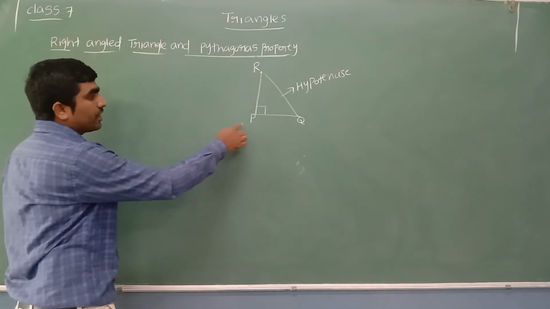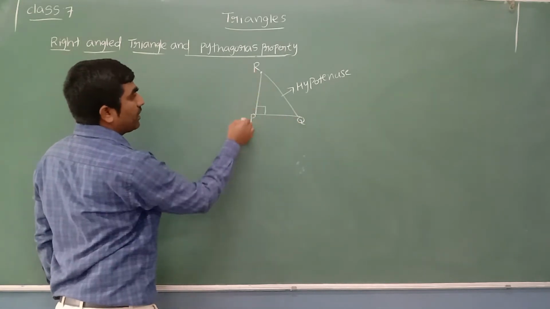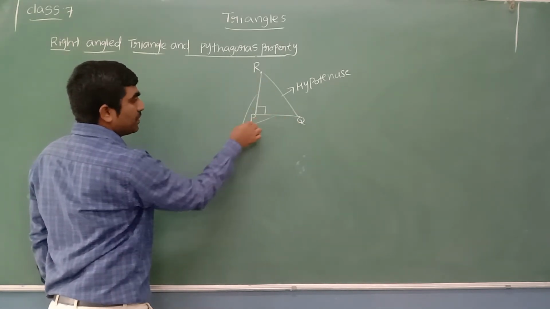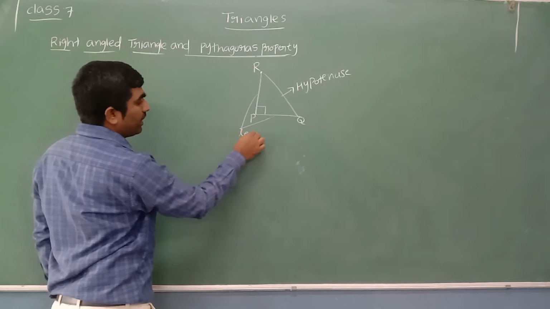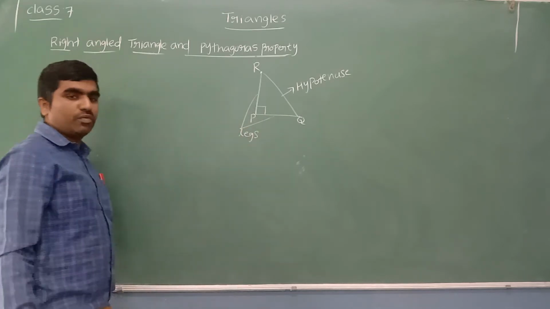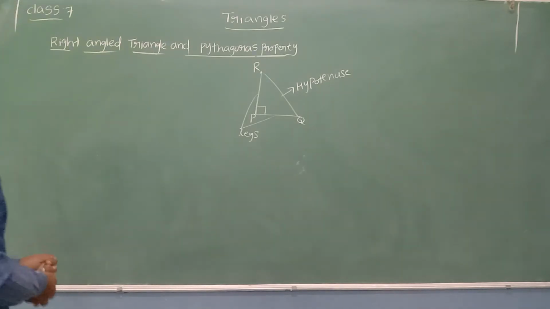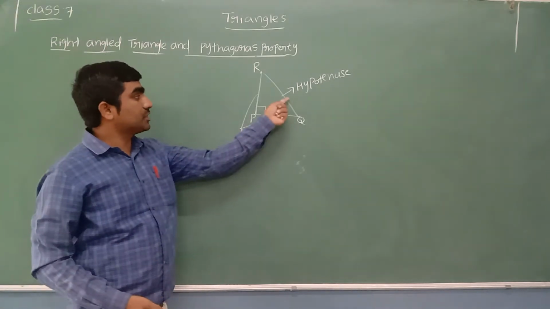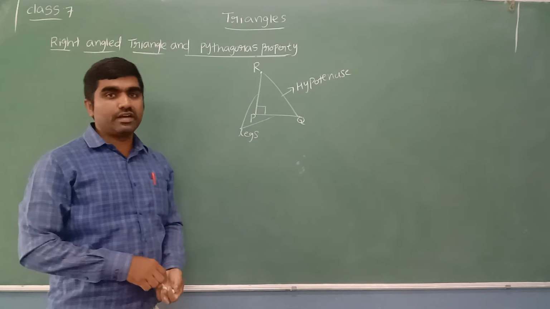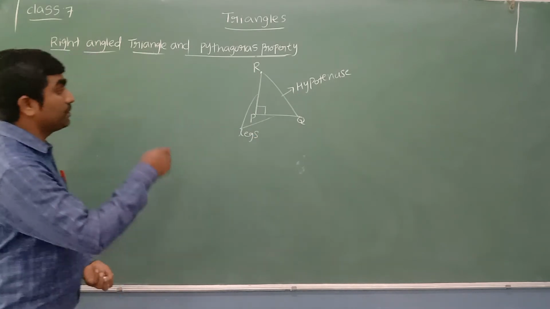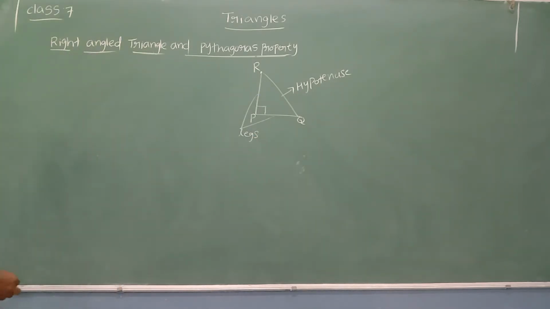What do we call the other two sides, PQ and PR? The other two sides, PQ and PR, are called the legs of the right angle triangle. These are the special names in a right angle triangle. Now let's see what the Pythagoras property is. Let me write it here.